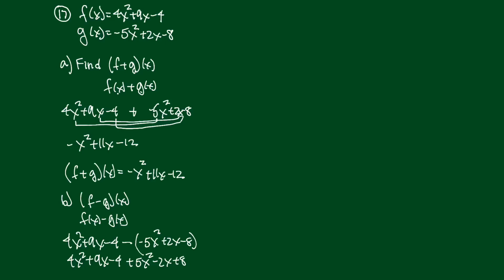So what do you want to say about this one? Kind of running out of room here, I'm going to put it right here. What is f minus g? Let's say that that is, all right, 4x squared plus 5x squared is 9x squared. And what about the x's down here? I've got 9 of them, subtract 2 of them, we've got 7 x's. And then constants, negative 4 plus 8 is plus 4. And there we go.